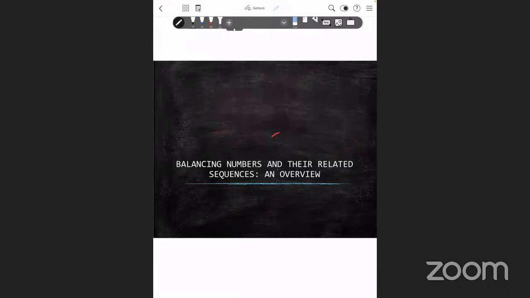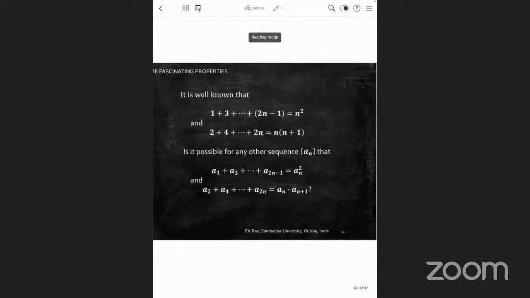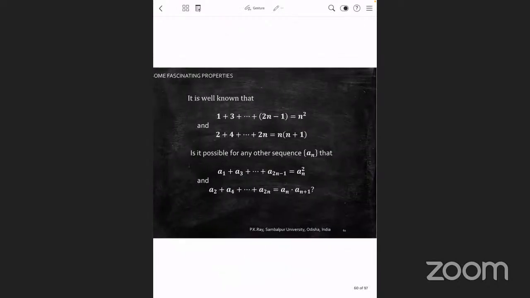So what is a balancing number? Before I go for the definition of balancing number, I want to ask some questions to you, please. You will not give the answer, you just see what are the questions I want to pose.